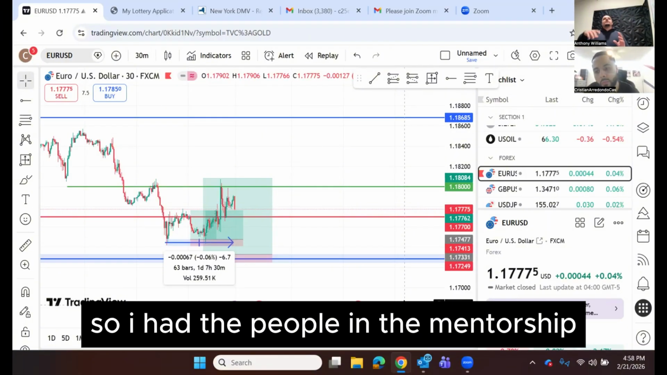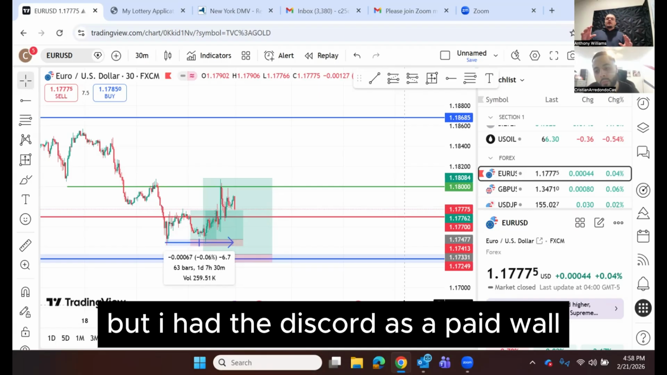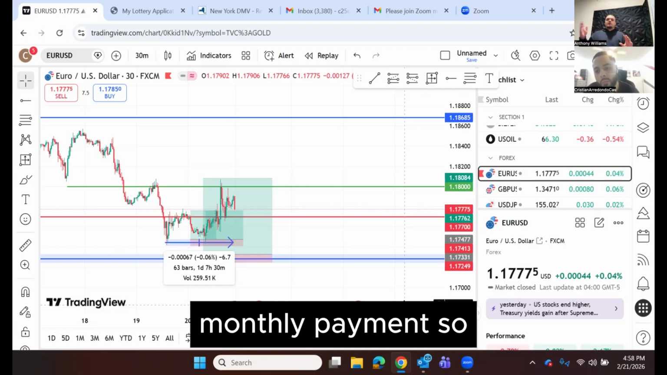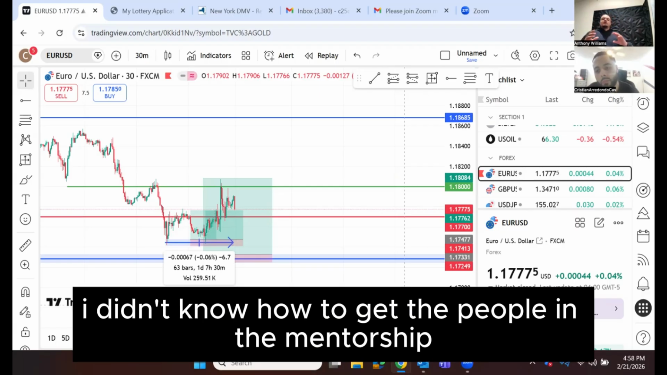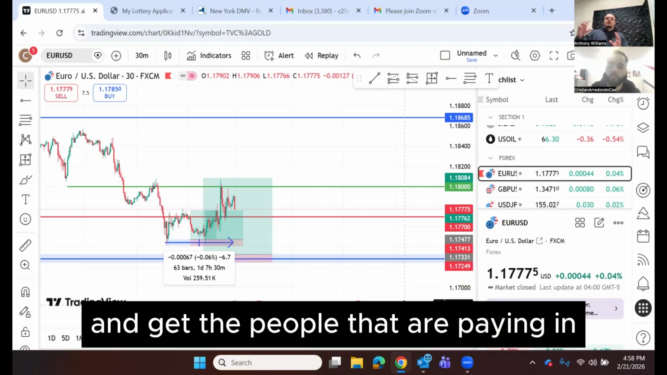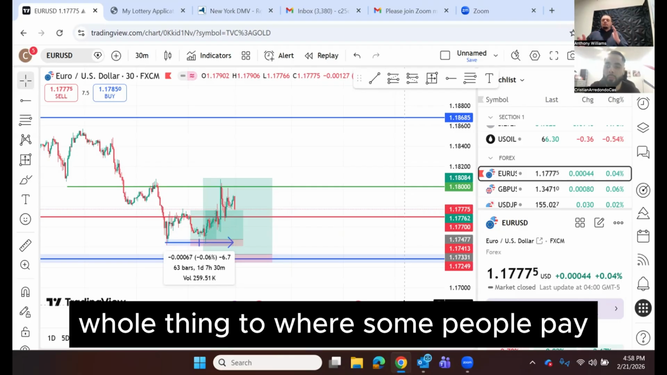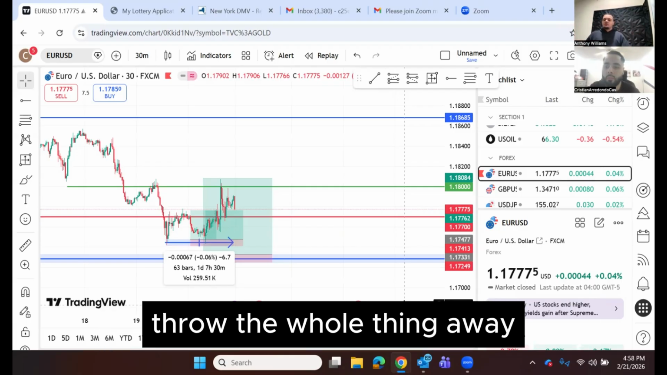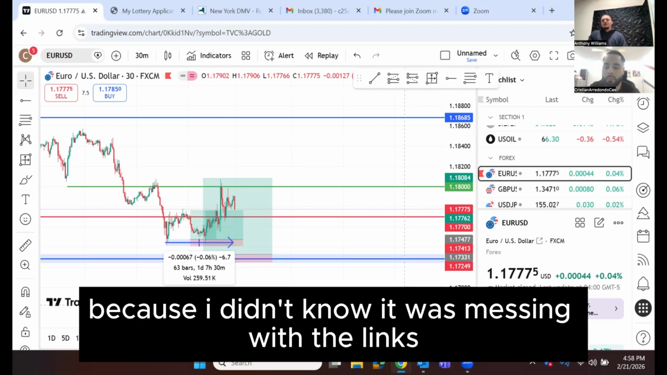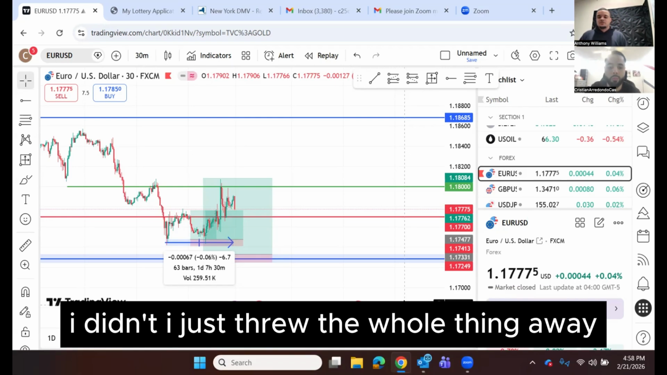So I had the people in the mentorship asking to get into the Discord, but I had the Discord as a paywall with a monthly payment. I didn't know how to get the people in the mentorship in without them having to pay monthly, and still get the people that are paying in. It turned into a big whole thing where some people paid and some people didn't. So I had to throw the whole thing away because it was messing with the links, and I didn't want to do it. I just threw the whole thing away.